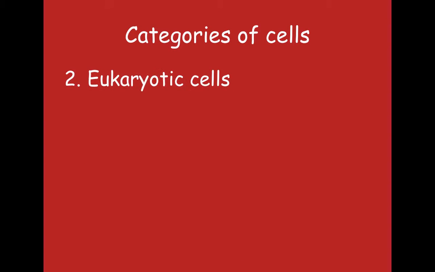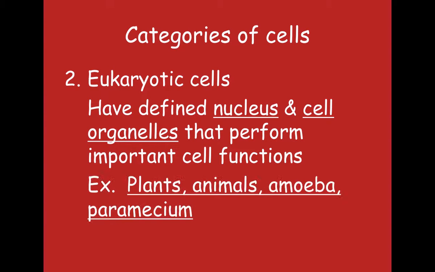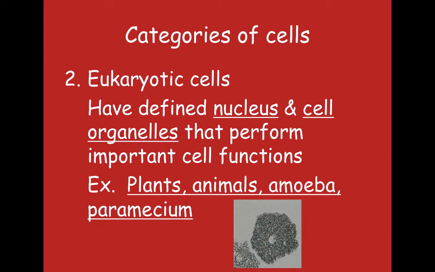The second category of cells are the eukaryotic cells, and I kind of think of these as the true cells, so it creates a little rhyme: eukaryotic, true, you and true. These have a defined nucleus and those other cell organelles that have membranes with them that perform the important cell functions that the prokaryotic cells do not. So, plant cells, animal cells, even things like an amoeba that you see here, or paramecium, all are eukaryotic cells.